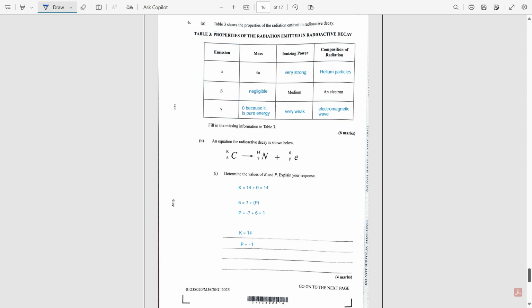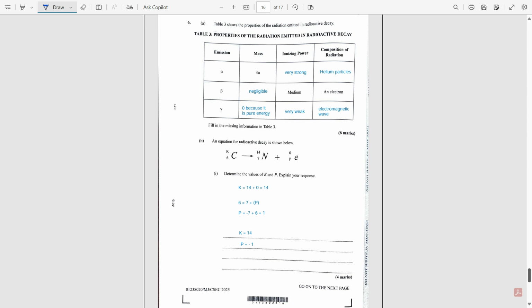The ionizing power decreases as you go down. So alpha particles are very strong at ionizing because they're so heavy. And then gamma particles, or gamma radiation, gamma radiation is very weak. Now, alpha particles are helium particles, whereas gamma radiation is an electromagnetic wave. Then it says, an equation for radioactive decay is shown below. They want us to solve the values of K and P and explain your response.